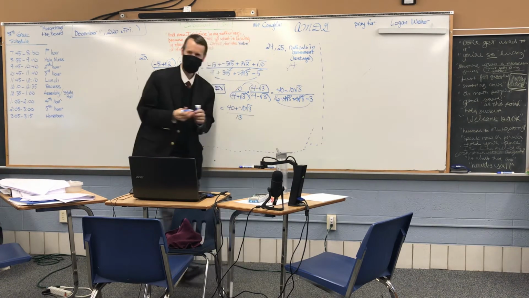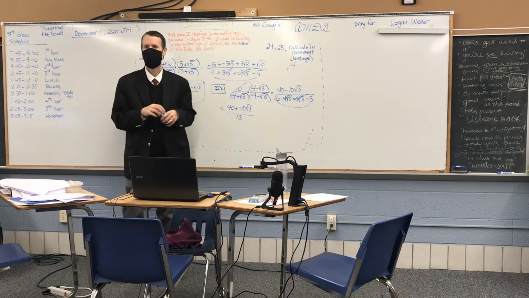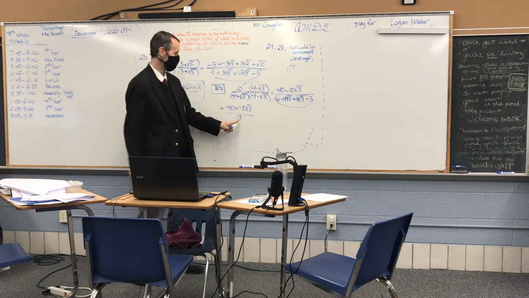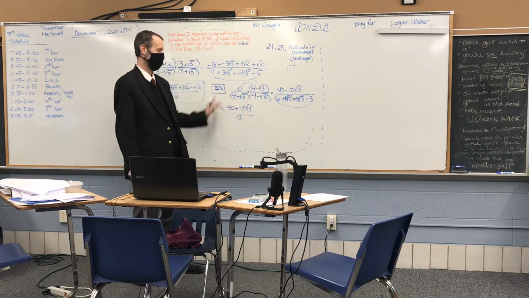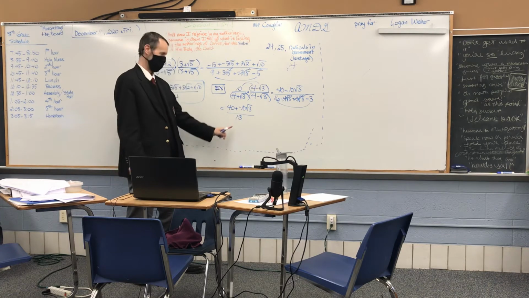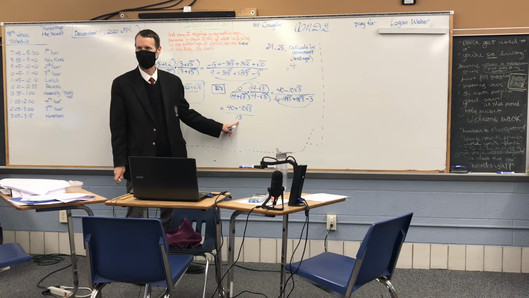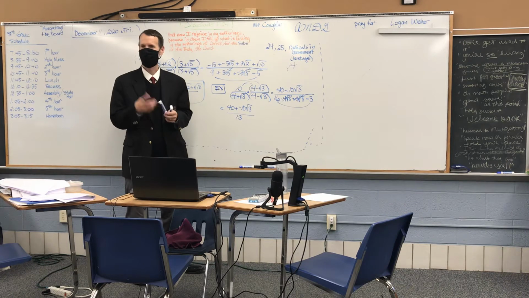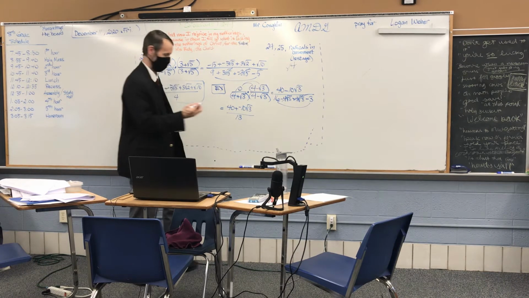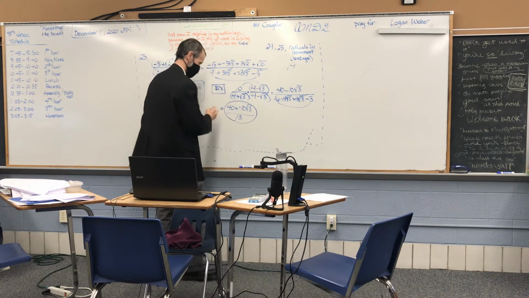Does it look like anything's going to cancel? No. If this had been a 10 on the bottom, I would have pulled out a 10 and canceled it down. But I don't think anything's going to cancel 13. Make sense? So what do you do with it? Leave it. You're done. Make sense?